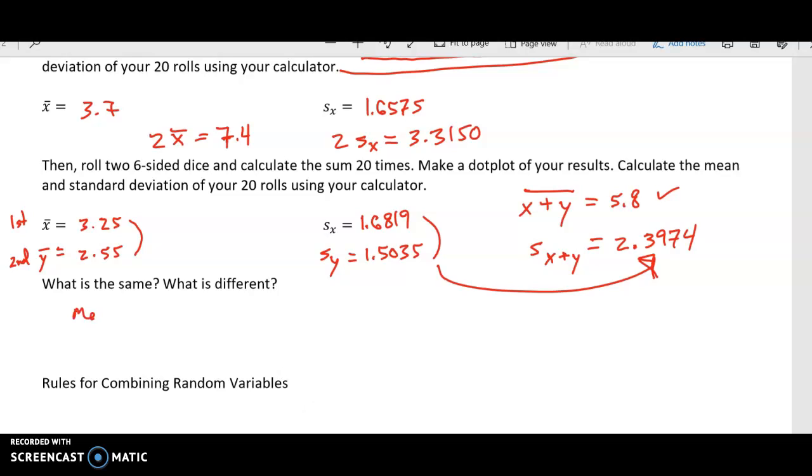So the mean and standard deviation double in the first simulation.